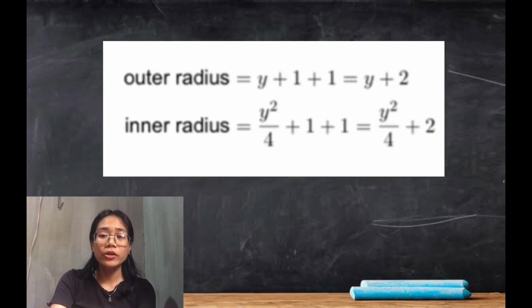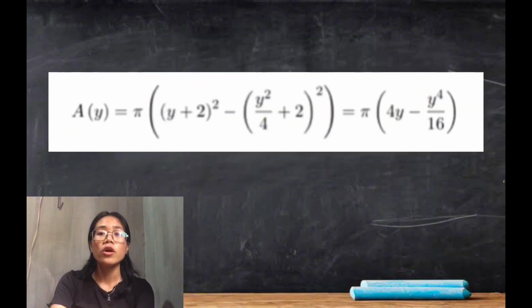For the outer radius, it is equal to y + 1 + 1 = y + 2. Inner radius is equal to y²/4 + 1 + 1 = y²/4 + 2. The cross-sectional area is then A(y) = π[(y + 2)² − (y²/4 + 2)²] = π(4y − y⁴/16).